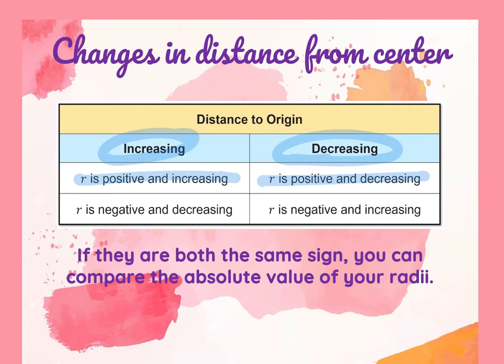Now, the negative is where it gets a little bit weirder. If r is negative and decreasing, and we're not talking about absolute value, you can't ignore the sign there, right? The bigger the negative number, the smaller it actually is, right? Negative 10 is smaller than negative 5, yes? So you have to pay attention to the sign there. If it's negative and decreasing, then the distance between your center and the point is increasing.